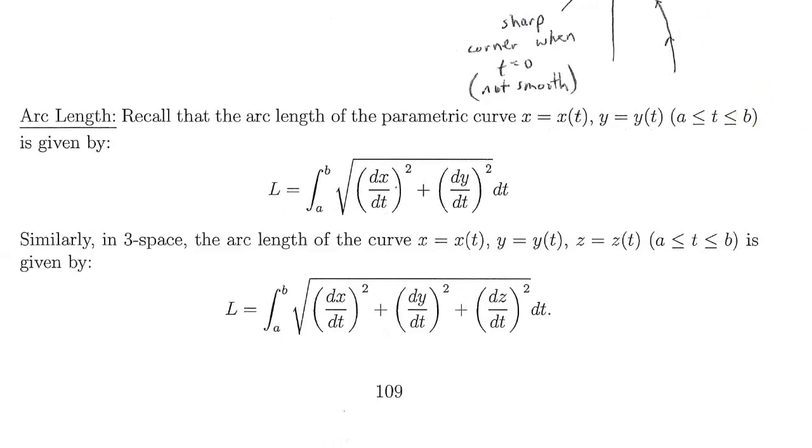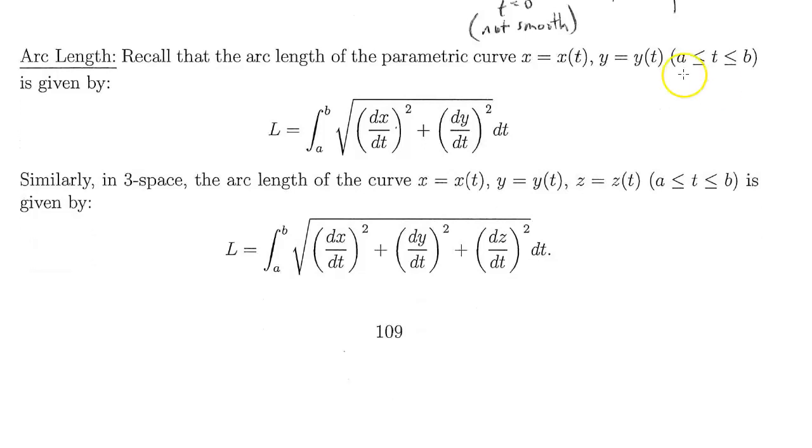Okay, now let's talk about arc length. Recall that the arc length of the parametric curve x equals x of t, y equals y of t, where t runs from a to b, is given by this formula. So when we talked about arc length for parametric equations, we had this. Well, you can do the same thing in 3 space, right? If you have x equals x of t, y equals y of t, z equals z of t, you have some curve winding around in 3 space.